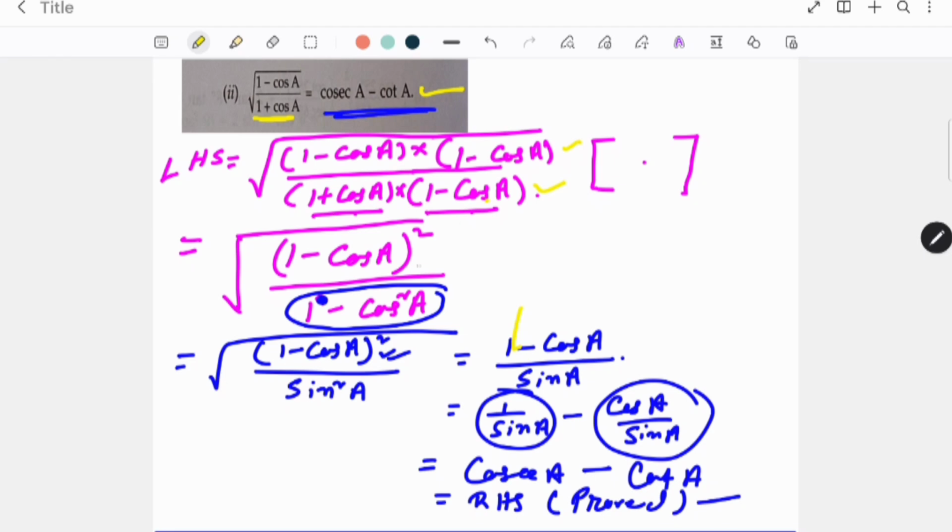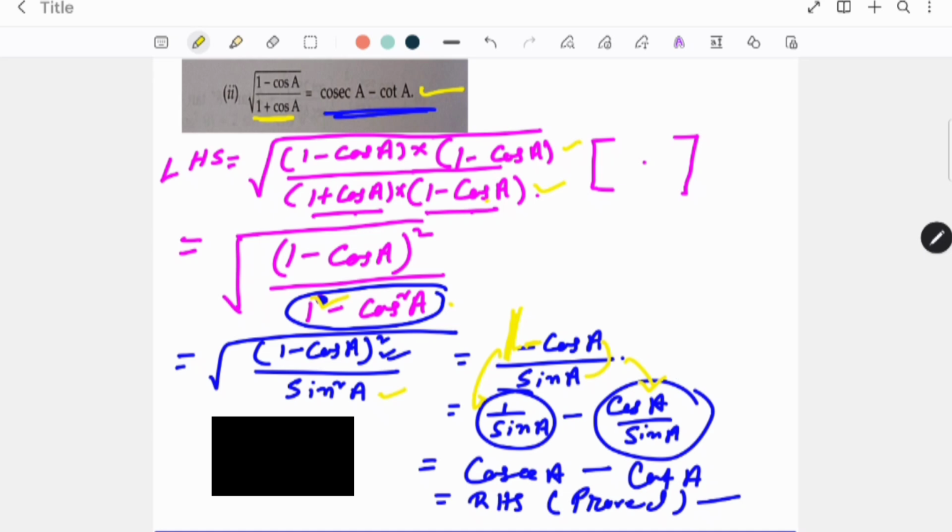So the (a plus b)(a minus b) formula gives a square minus b square here. So 1 minus cos square down, that means sin square will be down, and up the same (1 minus cos A) whole square. The square root is removed, and we got (1 minus cos A) by sin A. So we will split it. We have split it as 1 by sin A and cos A by sin A. 1 by sin means cosec, and this means cot. So we got the RHS.